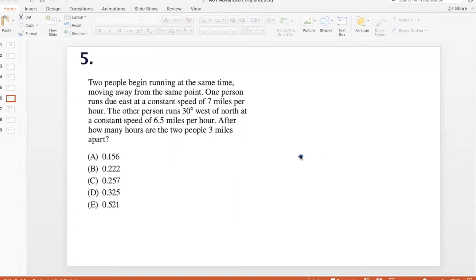So one person is running due east at 7 miles per hour. And if this is the north, then 30 degrees west of north, right? The other person is running in this direction at 6.5 miles per hour. So after how many hours are they 3 miles apart?